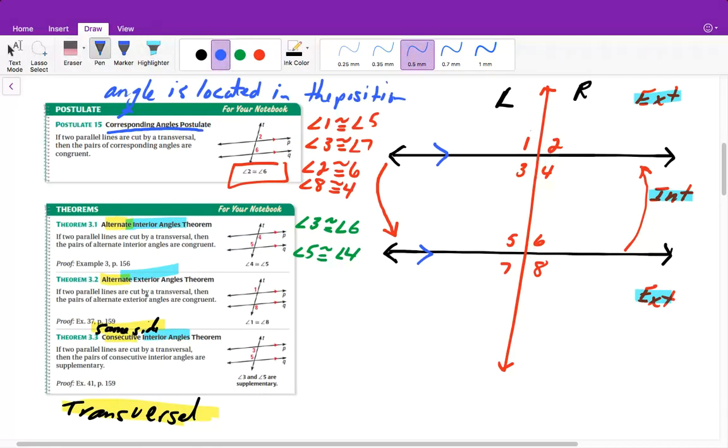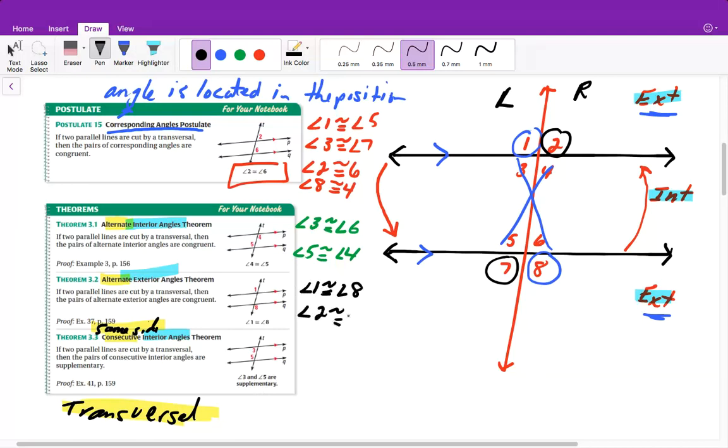All right, now the next one says alternate exterior angles. So since it's exterior, we know that we're comparing outside. So that means we're not going to be comparing 3, 4, 5, or 6 because they're interior. And since they're alternate, they need to be on the opposite side. So that means 1 and 8 are alternate exterior angles, and 2 and 7 are alternate exterior angles. And just like the other ones, they are congruent. So alternate exterior angles, they are congruent. So angle 1 is congruent to angle 8, and angle 2 is congruent to angle 7.